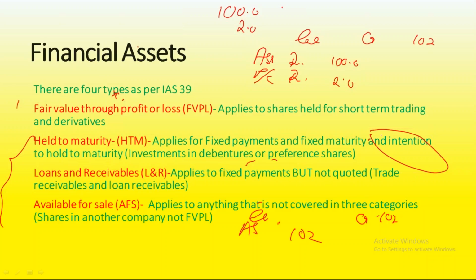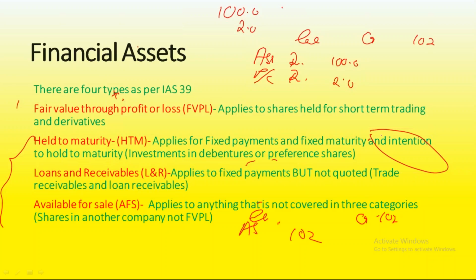Generally things like debentures and preference shares fall into this category. They are essentially unlisted items, or they can even be listed, but the intention is to hold it for a longer time. Fair value to profit or loss is listed, but the intention is to hold it for a shorter time. Loans and receivables are basically not listed. So this is the difference between held to maturity and loans and receivables. Held to maturity is always listed items, where your intention is to hold it to maturity. Loans and receivables are not listed.